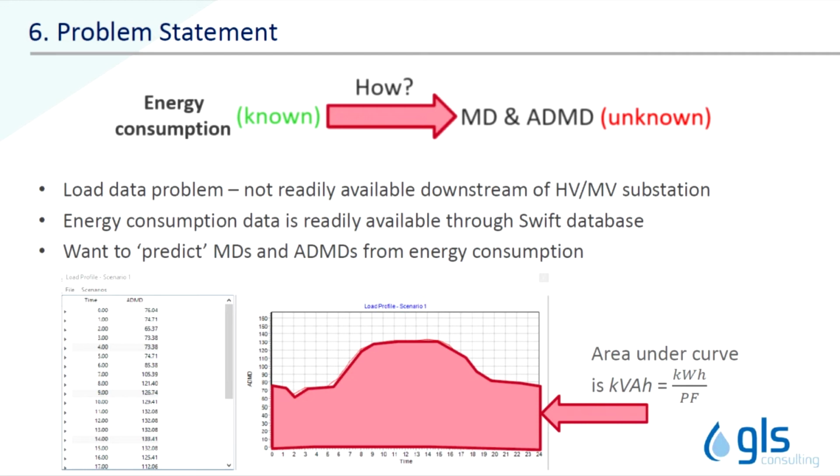So if we take a look at the curve here in the bottom, the area under the curve is kVA hours, and that is equal to kilowatt hours divided by a power factor. So we can use this relationship in a calculation process. We know the kilowatt hour values, the power factors we can assume from the Eskom GLF standard, and then try and calculate a kVA value. I will elaborate on that as we go along.